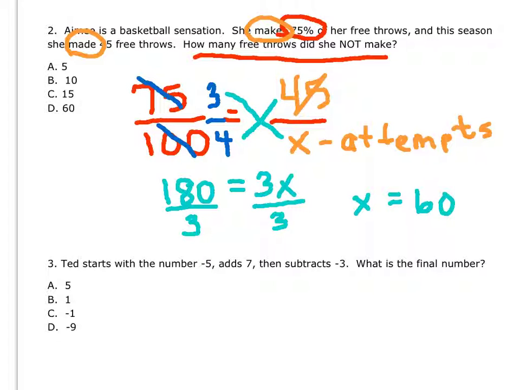Now if I could remind us, this 60 is equal to the number of attempts, and this problem asks how many free throws did she not make, not how many attempts did she have. So I need to do a little bit more math, and I need to ditch letter D as an answer. She had 60 attempts. She made 45 of those attempts, and I'm going to subtract to find the difference. 15 attempts, or 15 free throws, is how many she did not make out of those attempts. So our answer is letter C.